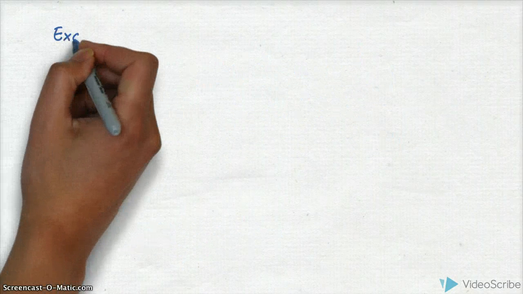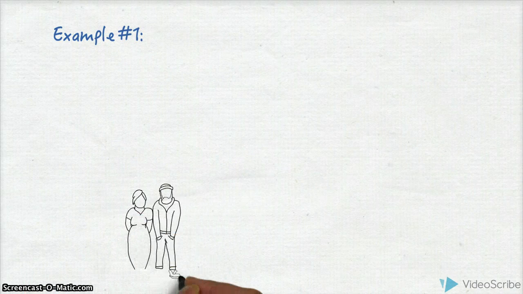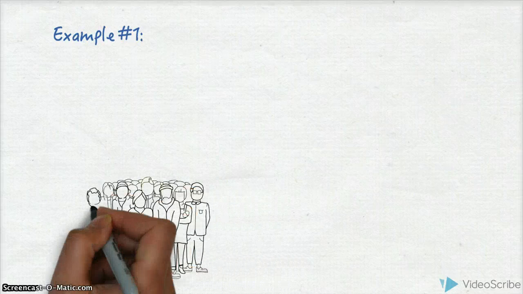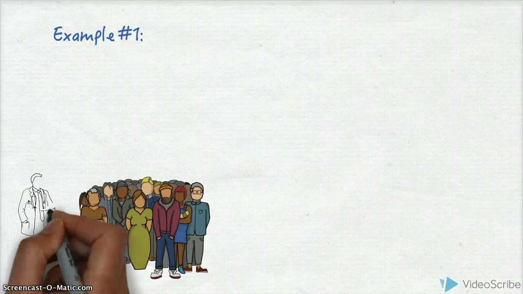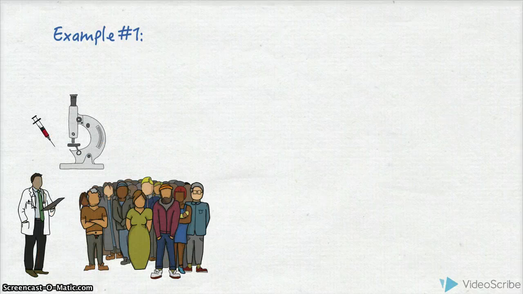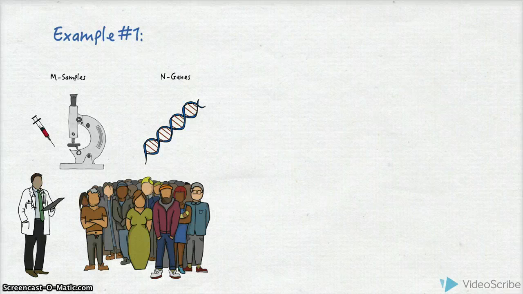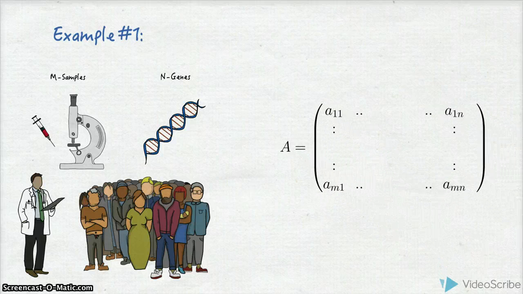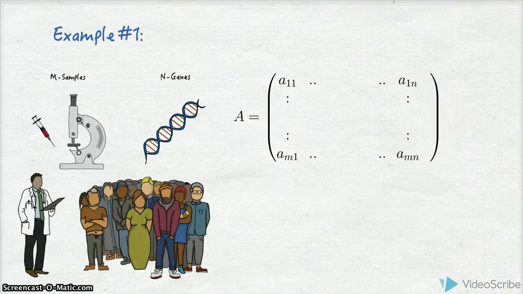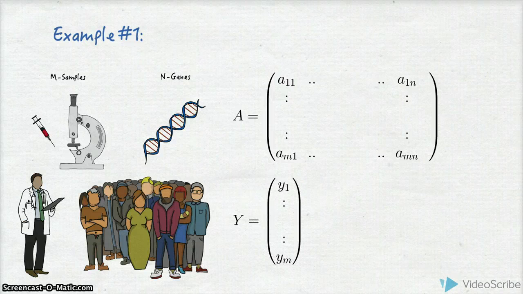So generally speaking, if you would like to take example number one from a medical environment, if we have a bunch of patients and we would like to have their blood test, we have in this case m number of samples, and we would like to investigate their genes' behavior for each sample, so we have n number of genes. So we can build up the matrix A, which has m rows, the number of samples, and n columns, the number of genes. For instance, A11 belongs to patient number 1 and his gene number 1.